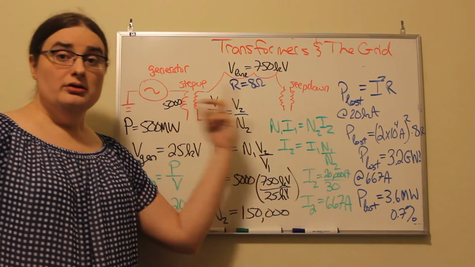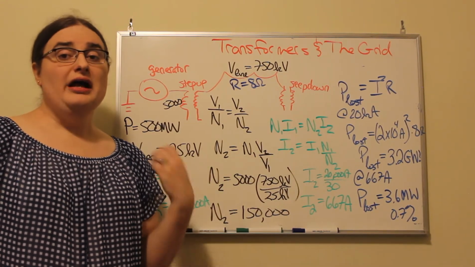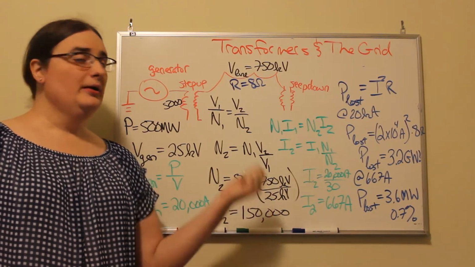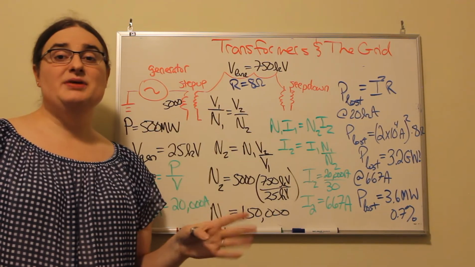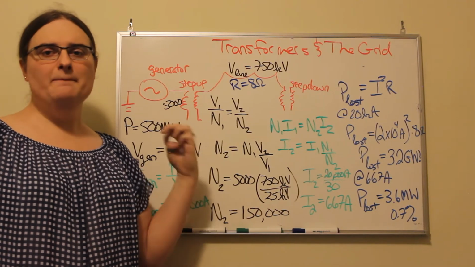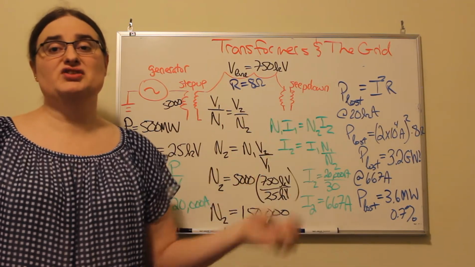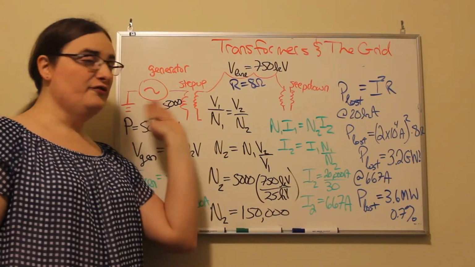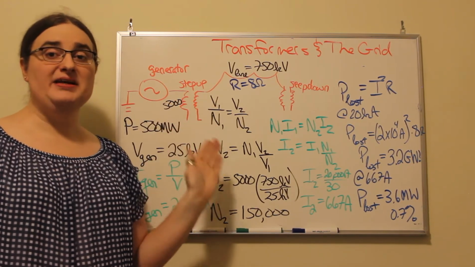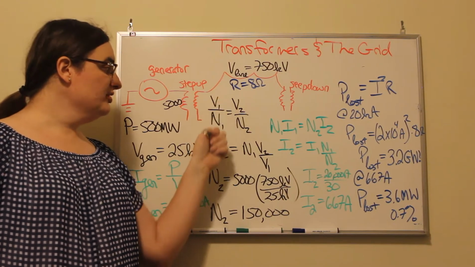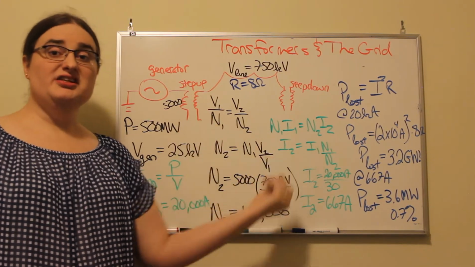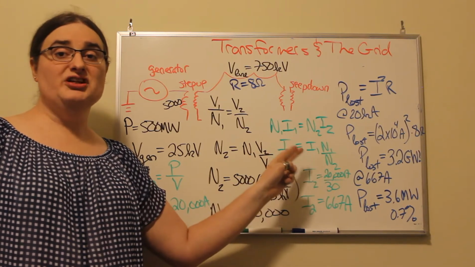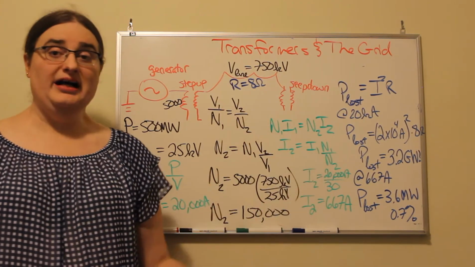Now, the trade-off is as voltage goes up, current has to go down because energy has to be conserved. We can never get more power out of a transformer than we put into a transformer. So the voltage times the current would have to be constant. So if the voltage over the number of turns is a constant in a transformer, the number of turns times the current is also a constant.